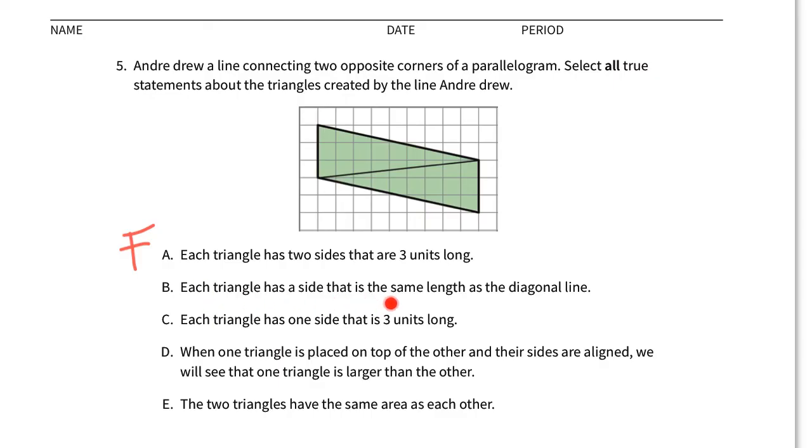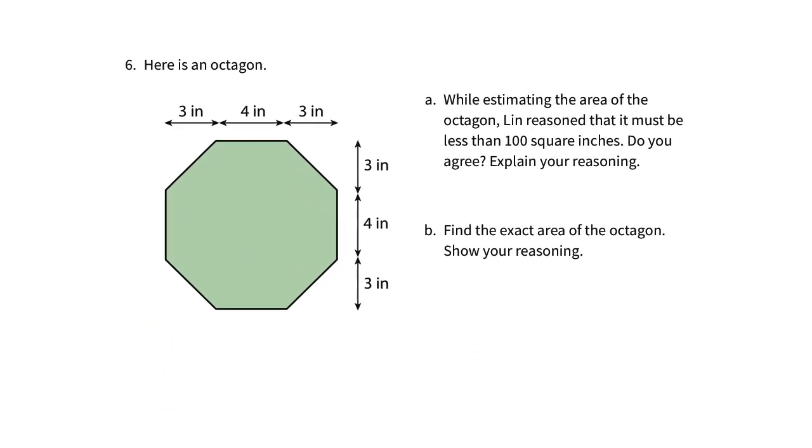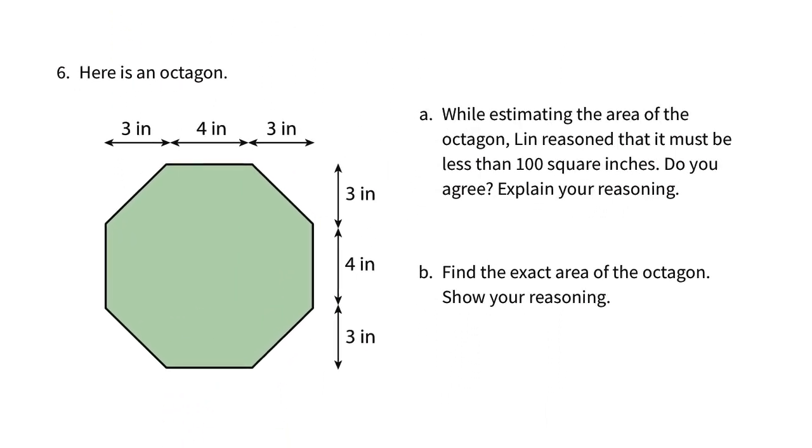Each triangle has a side that is the same length as the diagonal line. Well, yeah, this triangle has the diagonal, this triangle has it, so that's a true statement. Yay. True. Each triangle has one side that is 3 units long. That's a true statement because there's the 3 on that triangle and there's the 3 on that triangle, etc. I'm going to let you continue finishing that because that's pretty fun. That's just using logic and thinking critically about that picture.